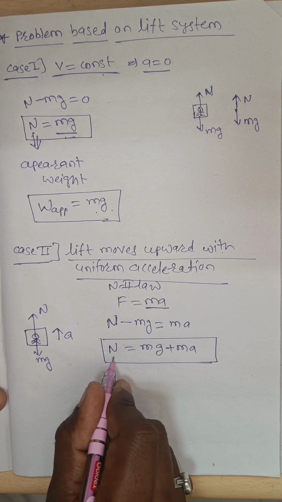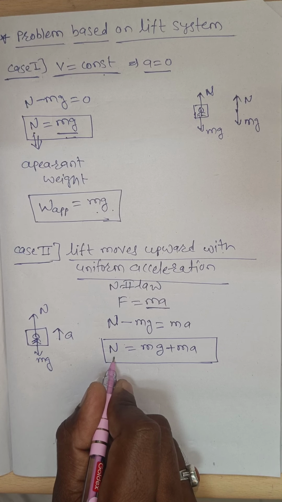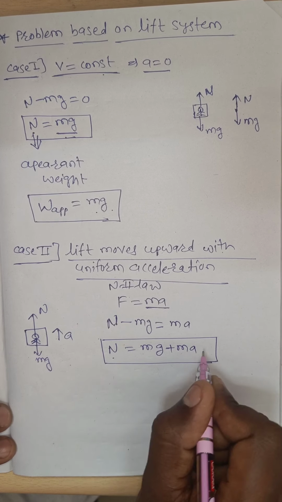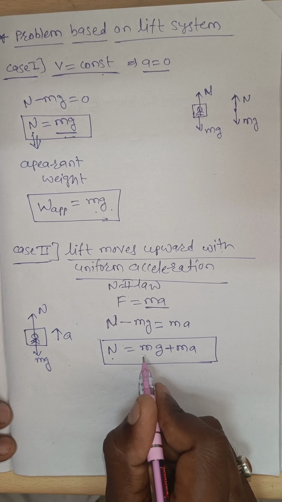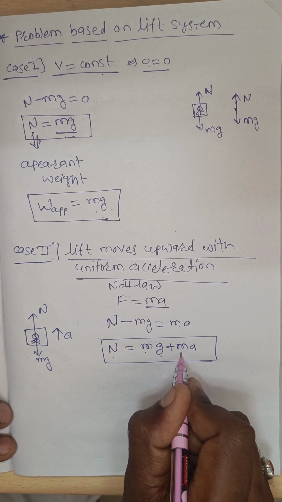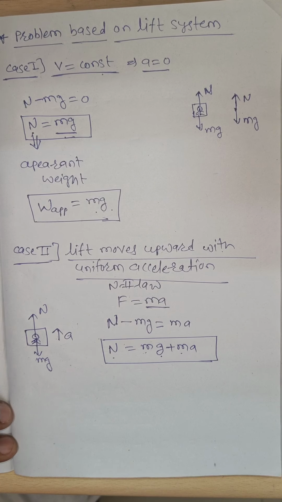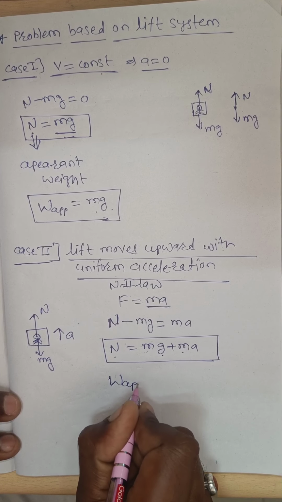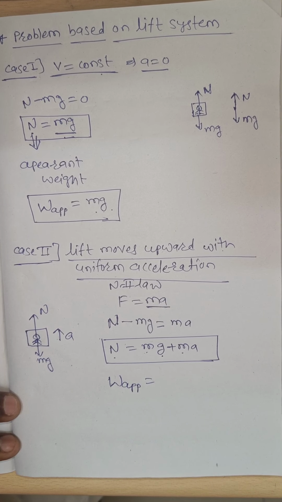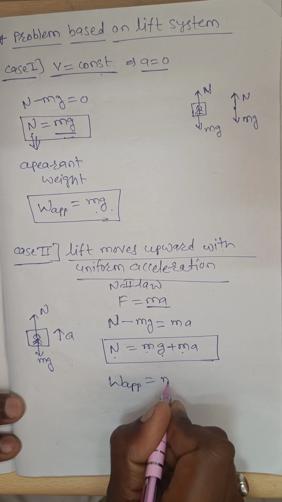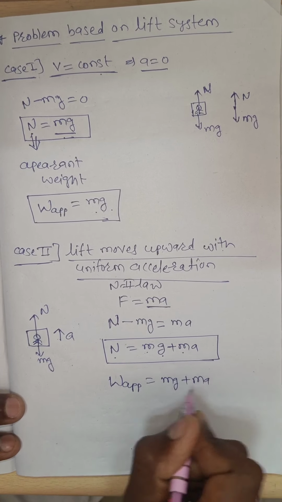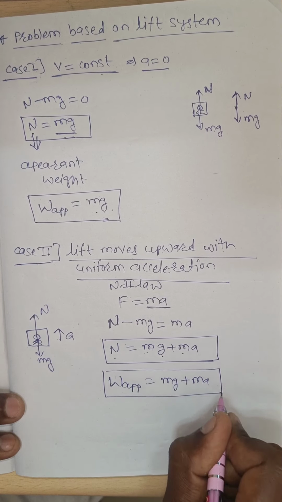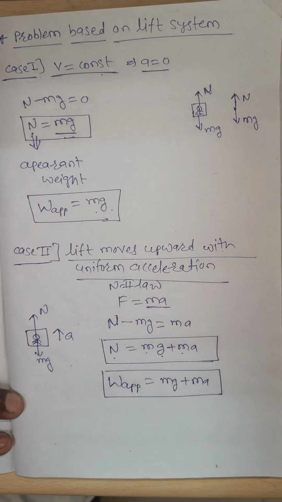Now this is the apparent weight. When the lift is moving in the upward direction, the normal reaction is equal to mg plus ma, where mg is mass into acceleration due to gravity and ma is mass into the acceleration of the lift. So the apparent weight of the person sitting or standing in the lift is mg plus ma when the lift is moving in an upward direction.